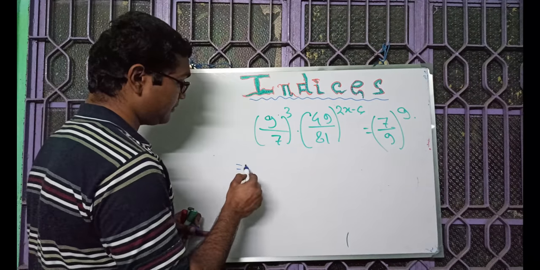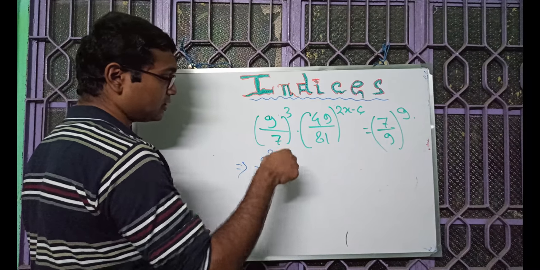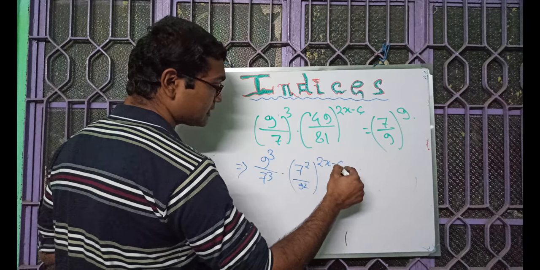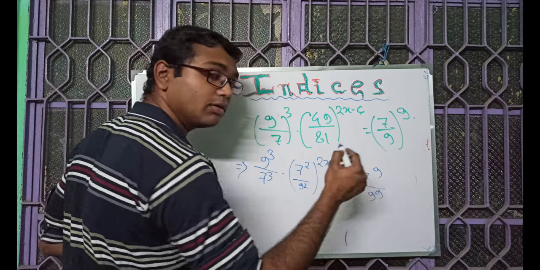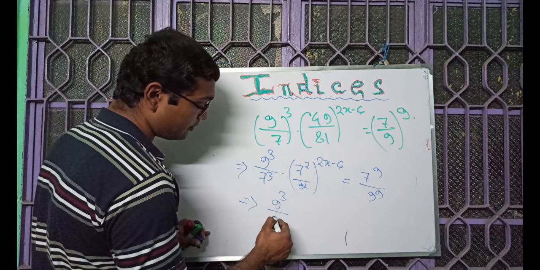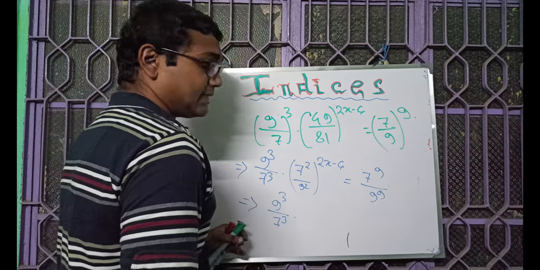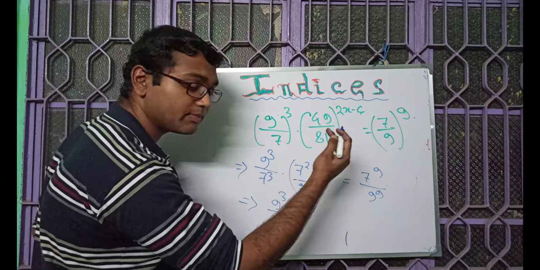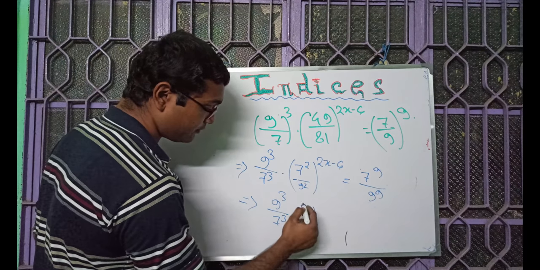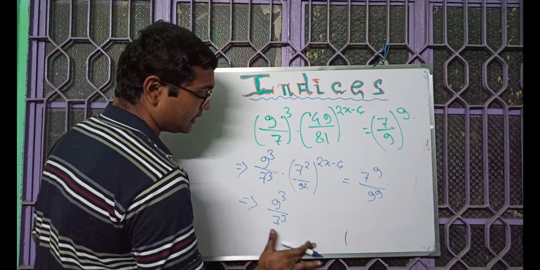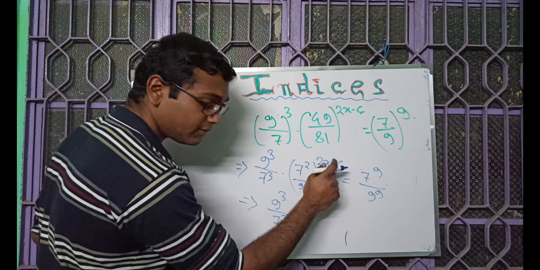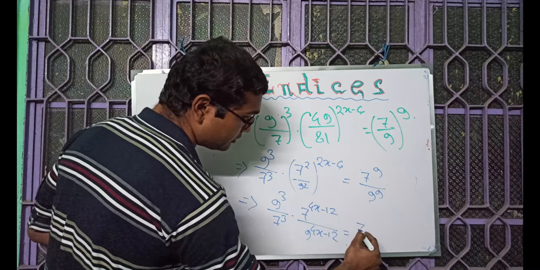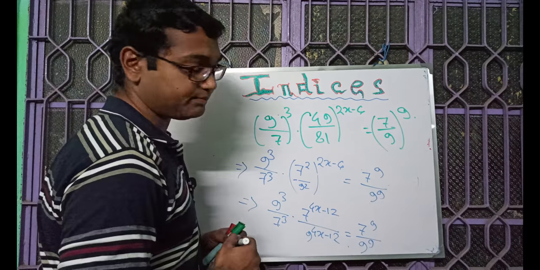How to do that? See, this is 9 cubed by 7 cubed. How is this happening? According to our rule. And then it is 7 square, 9 square to the power 2x minus 6 equal to 7 to the power 9, 9 to the power 9. Okay? Then, 9 cubed by 7 cubed into, see, since we have same power in both of them, we can take them outside or whole to the power something. So it will be 7 by 9 whole to the power, or we can do it in some different way. See, it is 7 to the power 2 into this thing, that is 4x minus 12, 9 to the power 4x minus 12. And this one ultimately be equal to 7 to the power 9 and 9 to the power 9. Okay? There.